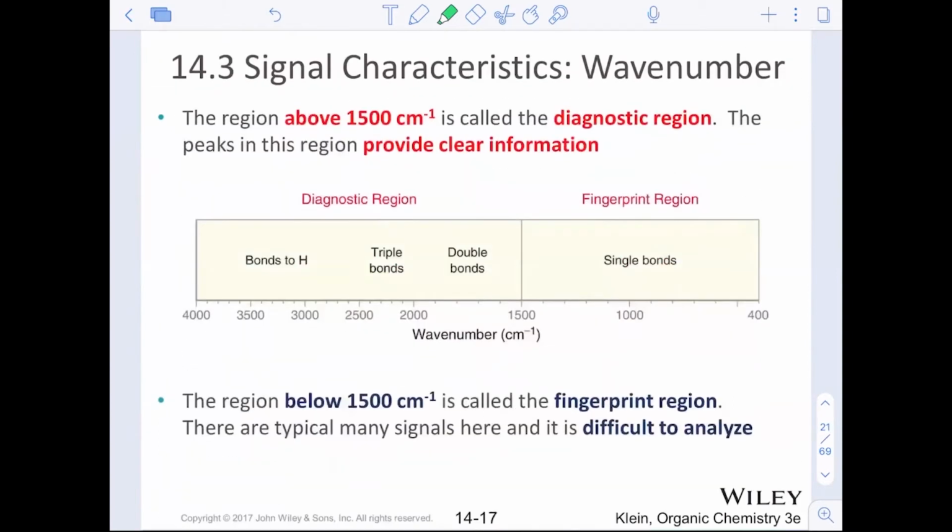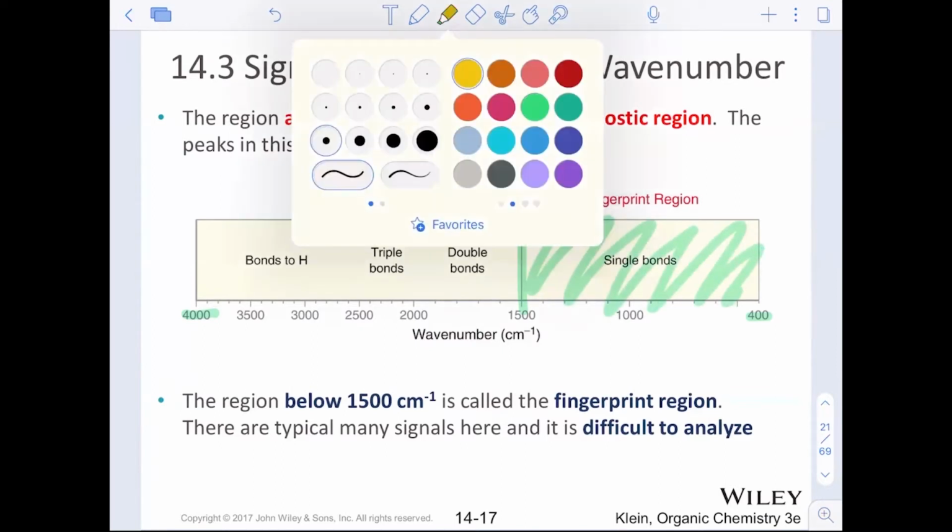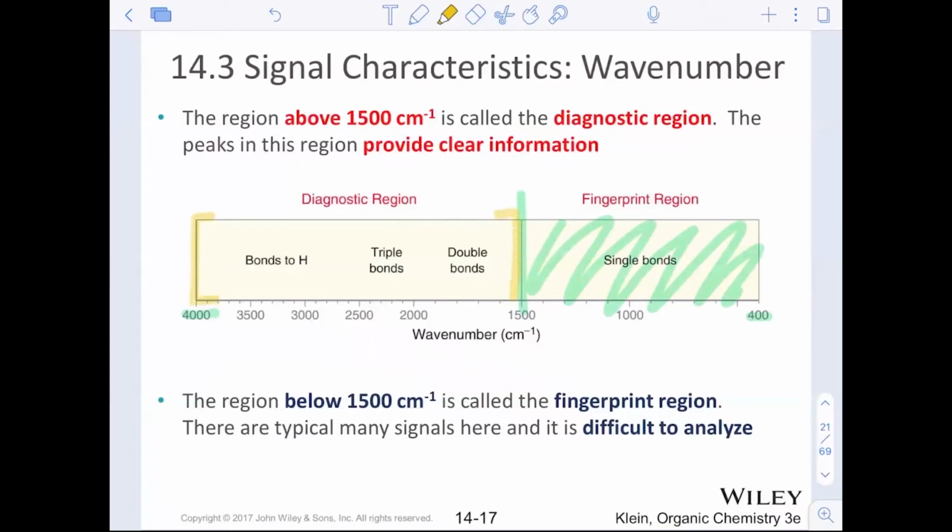All right, one more thing. When we're looking at that range from 400 to 4,000, we will only be looking at the range of 1,500 to 4,000 centimeters to the -1. Below 1,500 is the fingerprint region. It's very, very difficult to analyze, so we usually don't do it. What we want to actually analyze is the diagnostic region. This region above 1,500 centimeters to the -1 is more clear, and it provides a better picture as to what our compound's functional groups are.